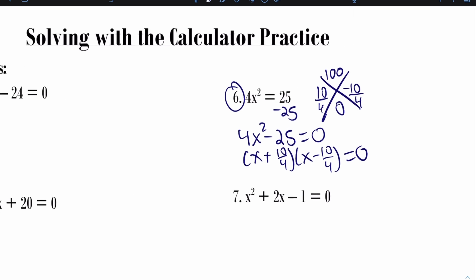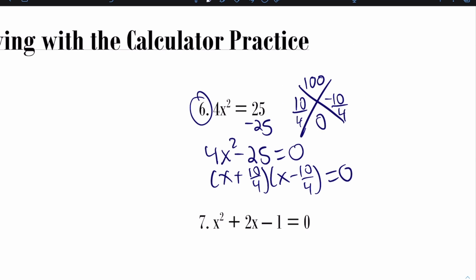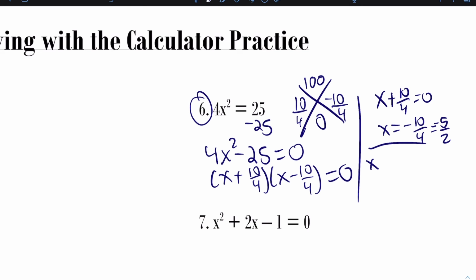And then we could solve this like how I just showed you a couple days ago. X plus 10 over 4 equals 0, which means that x equals negative 10 over 4, which is 5 over 2, but negative. Or x equals, okay, well, let's set up that second one. X minus 10 over 4 equals 0, which gives us the answer that x is equal to 10 over 4, which reduces to 5 over 2. So our answers for x are plus or minus 5 over 2.